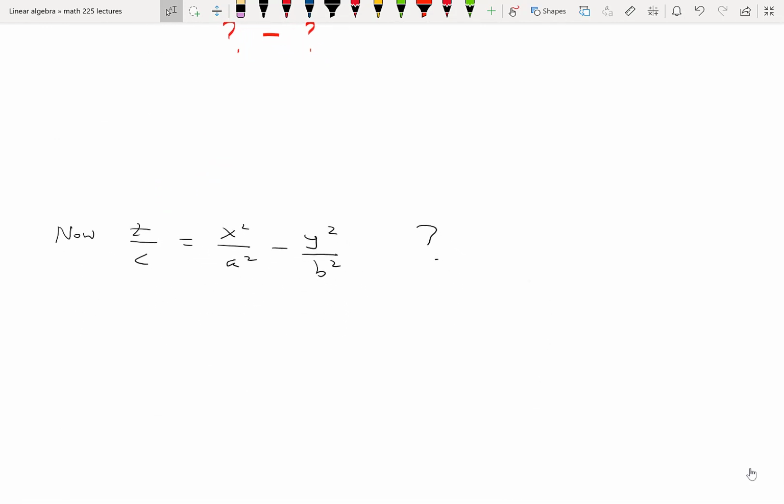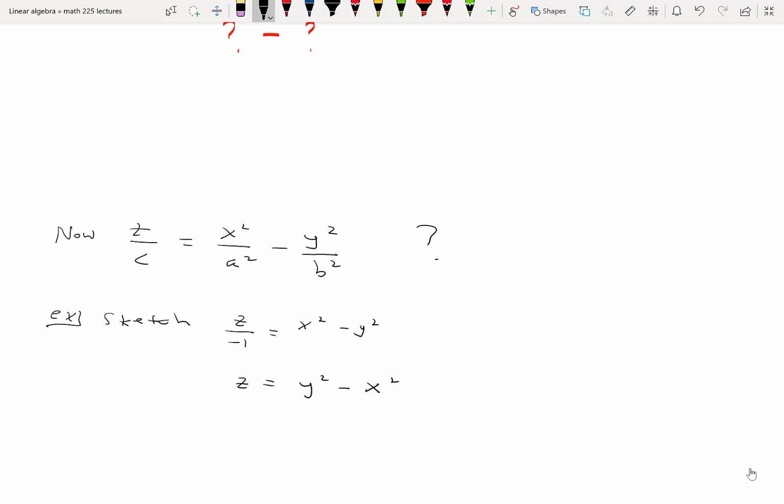I'm going to look at a special case where c equals -1. So example, let's say sketch. C equals -1. So z over -1. And a and b are both 1. So x squared minus y squared. So the one I'm going to look at is z equals y squared minus x squared. If I multiply both sides by -1, I get z equals y squared minus x squared.